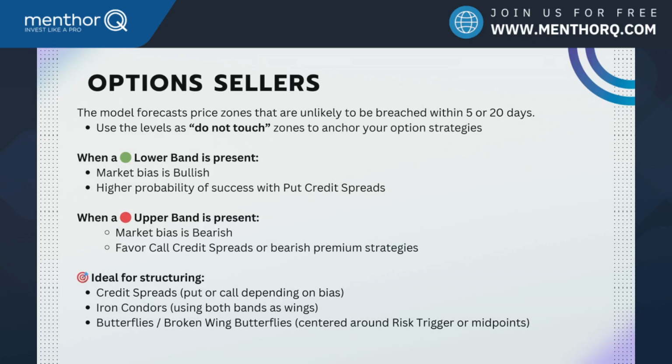So we have a higher probability of success with maybe put credit spreads. When an upper band is present, then the market bias is bearish. So call credit spreads or bearish premium strategies can probably provide a better advantage. Basically, the model can be ideal for users who are structuring credit spreads, iron condors where you can use both wings, or other more advanced strategies like butterflies or broken wing butterflies and so on.